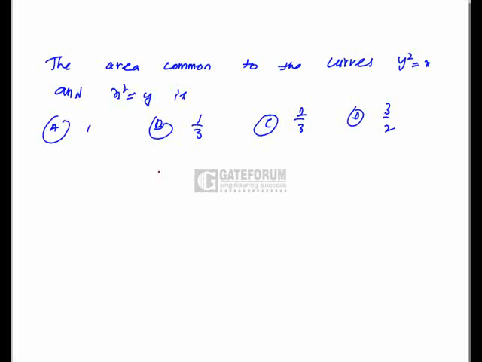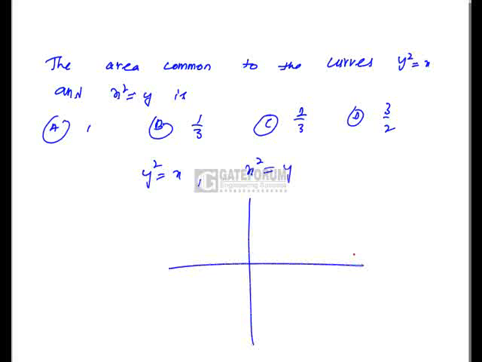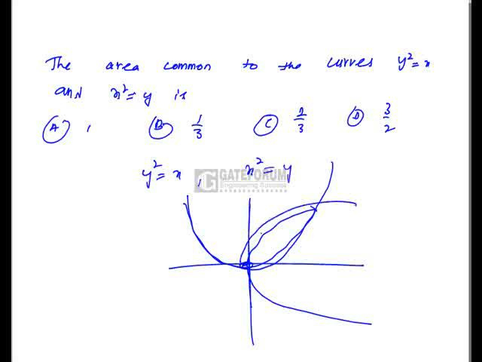To find the area bounded between the regions y square equals x and x square equals y. We know y square equals x is a parabola symmetrical along the positive x-axis, and x square equals y is a parabola symmetrical along the y-axis, and both the curves will pass through the origin. Now we have to find this area.